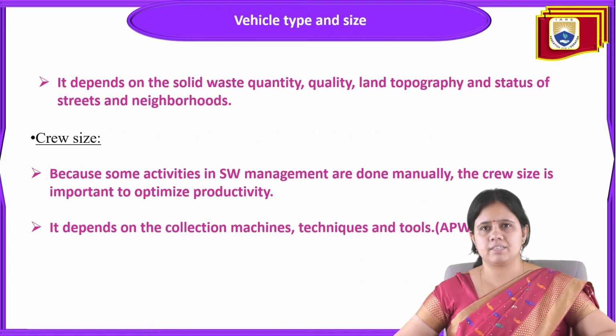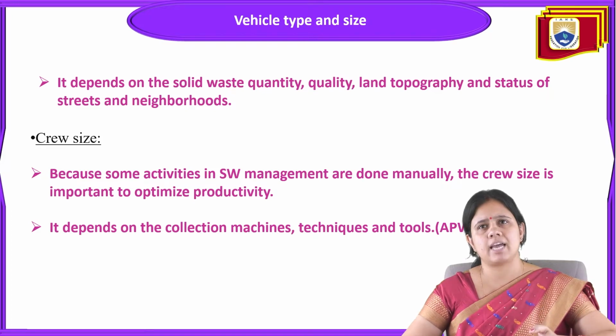Now comes the vehicle type and vehicle size. Vehicle type and vehicle size is again a very important factor because it depends on the solid waste quantity, quality, land topography, and the status of streets and neighborhoods. And crew size is also to be considered, because some activities in solid waste management are done manually only, and crew size is important to optimize productivity, and it depends on the collection machines, techniques, and tools. So crew size and vehicle type are all connected with each other while designing this whole container system.